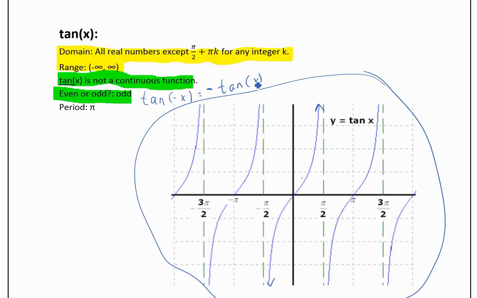And then the period, how long it takes, is pi. Okay, and you can see we kind of call this our standard period right in the middle. It goes from negative pi over 2 to pi over 2, and that gives us one whole copy of this graph, and that has a width of pi. So that's our graph of tangent.